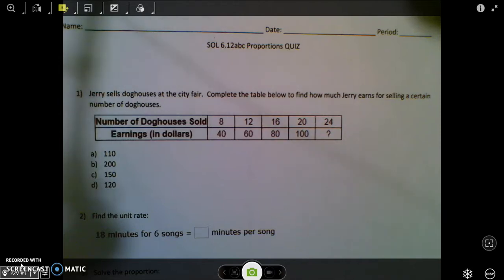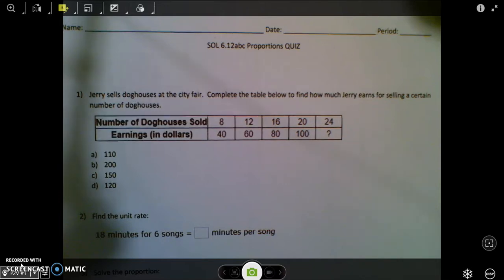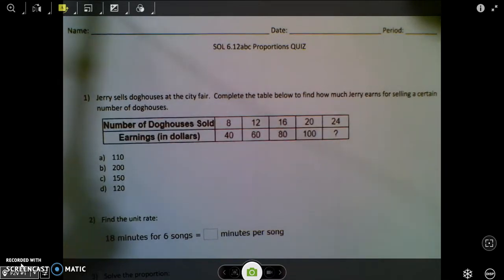So starting off with number 1, Jerry sells dog houses at the city fair. Complete the table below to find how much Jerry earns for selling a certain number of dog houses. So this question is straight out of the framework. It's an example that basically the Department of Education is telling teachers, your students need to be able to do this. So this was something that we put on the quiz. You did something very similar to this in your notes earlier.